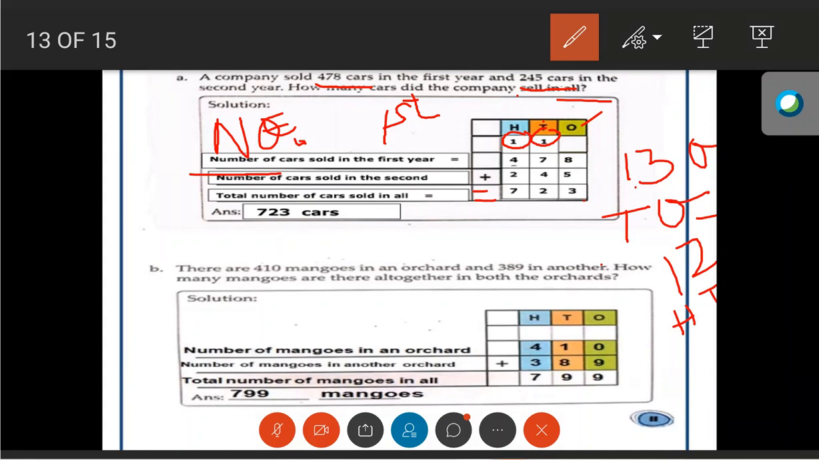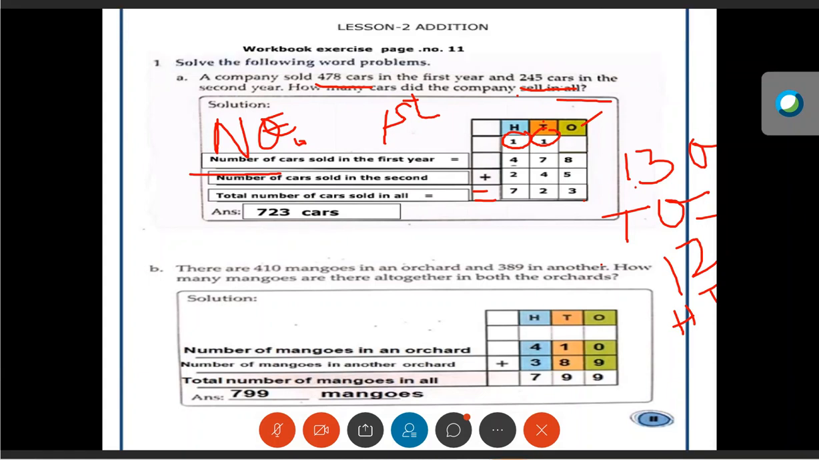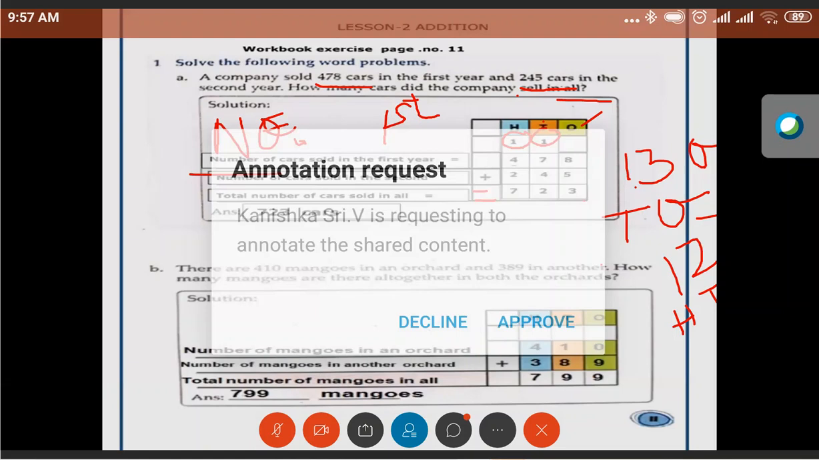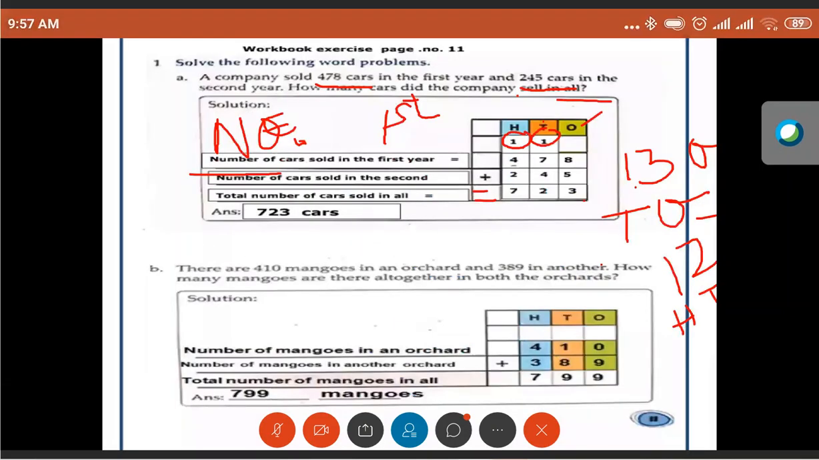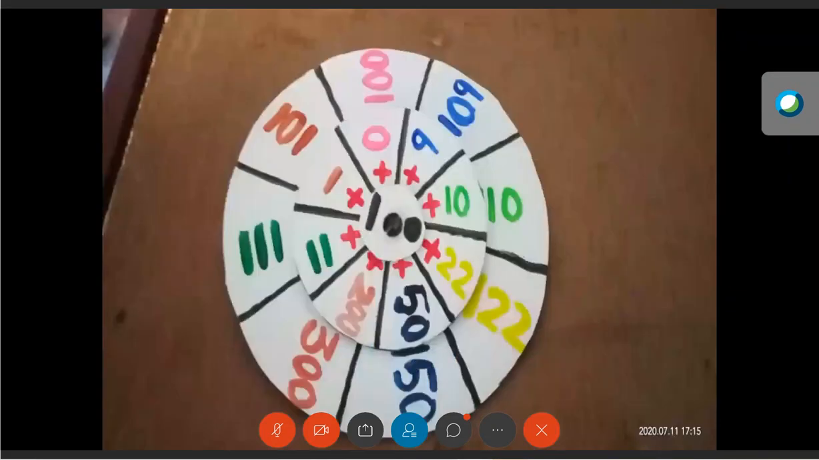Okay. Will you all do this? So the next sum is like that only. There are 410 mangoes in an orchard and 300 are... Only 3 minutes is there. So the next sum you are going to do. Can you explain the activity?